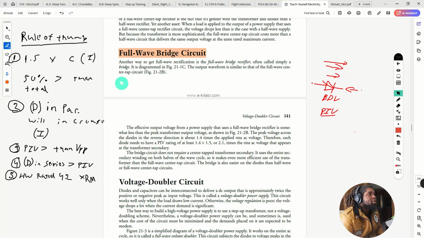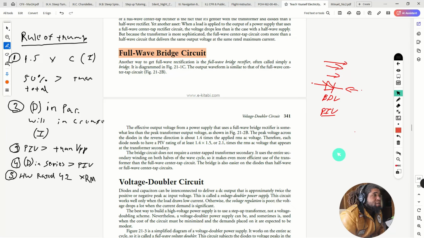Full wave bridge circuit. Okay, so this is the last one that's going to be on our list here. Another way to get full wave rectification is the full wave bridge rectifier, often called the bridge. It is diagrammed up top. We'll look at it soon. The output wave is similar to that of the full wave center tap circuit.